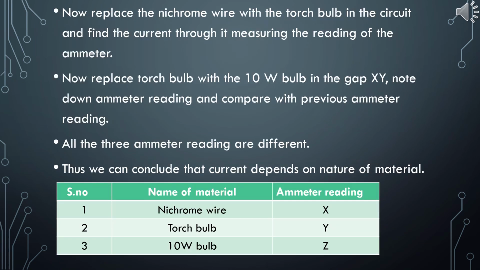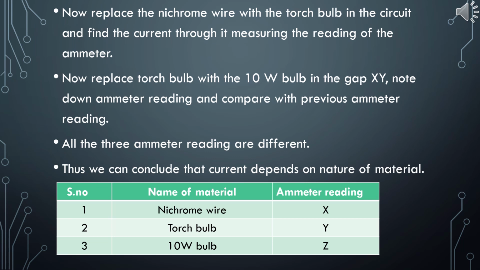Observe the table, children, where when we have taken the nichrome wire, we have taken the ammeter reading as X. I mean to say that let us assume the value of the ammeter reading as X. Now replace the nichrome wire in the gap with a torch bulb in the circuit and find the current through it, measuring the readings of the ammeter. Let us assume that as reading Y. Observe the second column where you are getting torch bulb and its reading is Y.